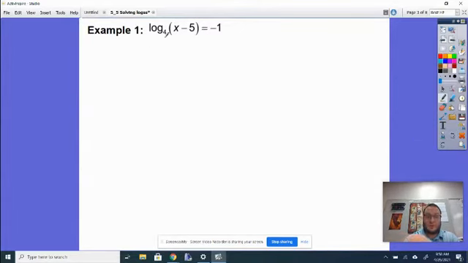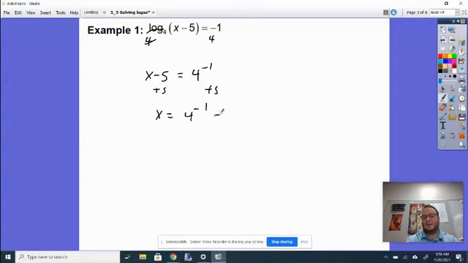The goal of solving any equation is to get x by itself. So let's get x by itself. I'm going to exponentiate both sides by 4 because that's going to get rid of that log for me. Again, I'm trying to get x by itself, so I'm trying to get stuff away from x. 4 to the -1. Again, just keep moving stuff away from x. So x equals 4 to the -1 plus 5. If I throw that in the calculator, I get 5.25.